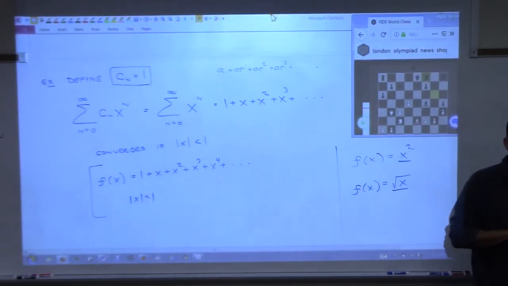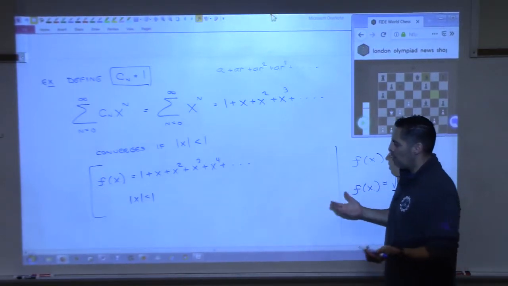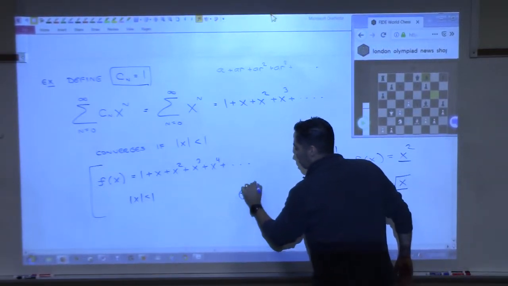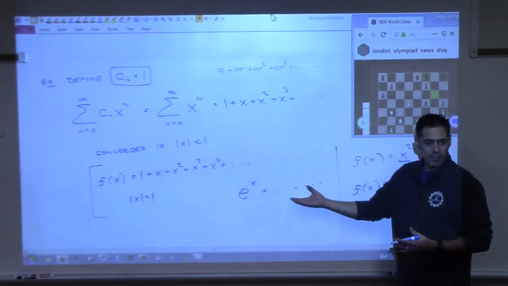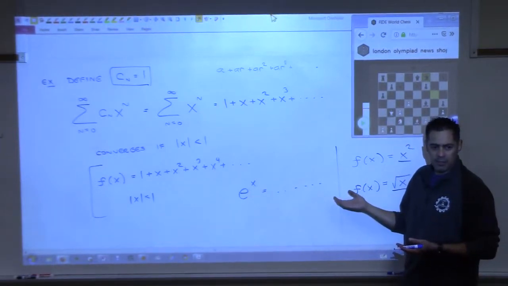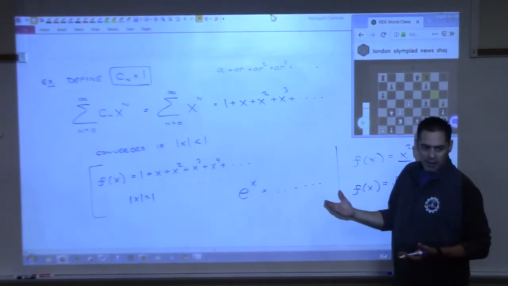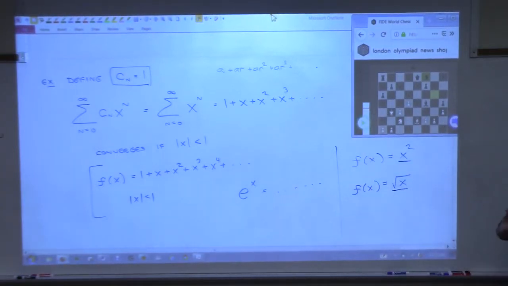All right? Now you're asking, why does this matter? Where we're getting with this is we're going to be taking a look at functions that we already know and realizing that they are power series. So e to the x has its own power series. What is it? We'll have to figure out. But every function out there can be represented as a power series. Everything.